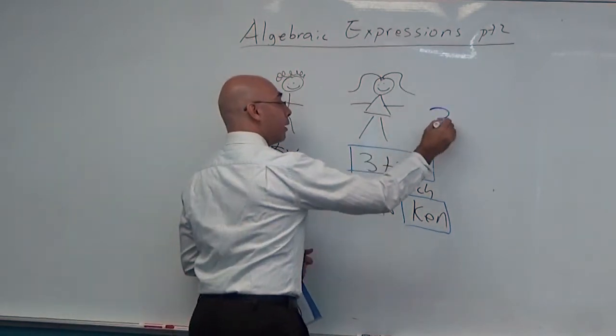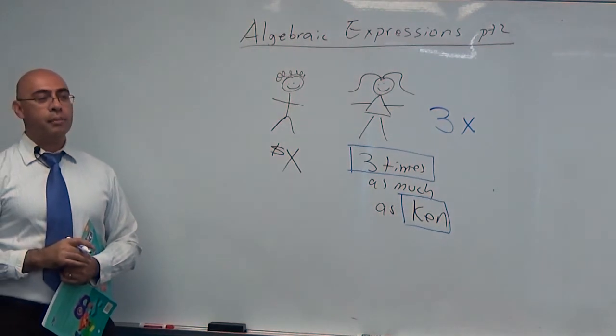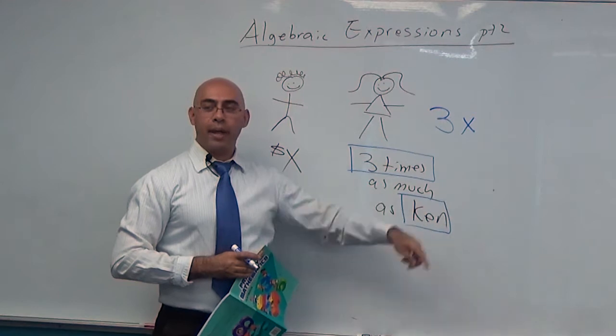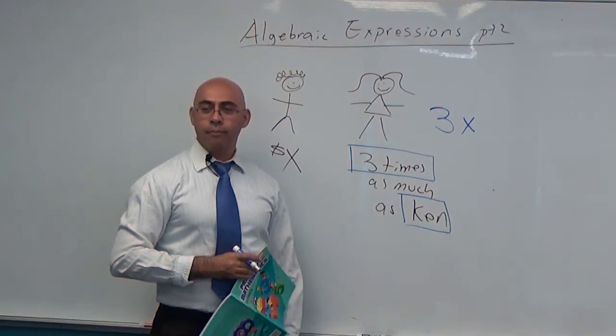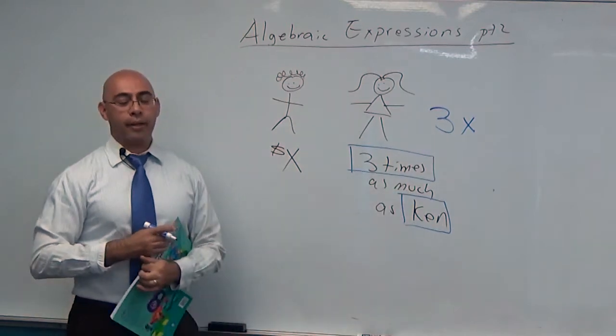It'd be 3 times x, or just write as 3x. You don't need to write the times sign. When you have a number next to a letter, that automatically means multiply. So he has 1x. She has 3 x's.